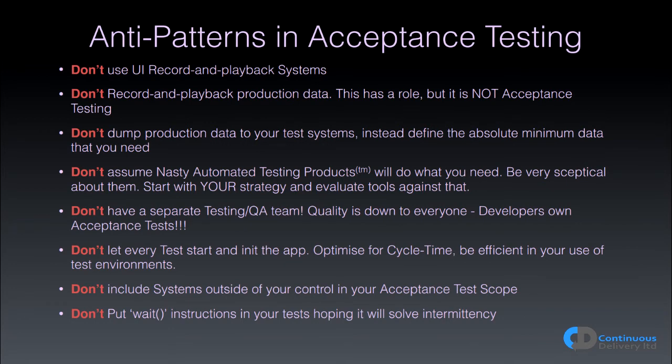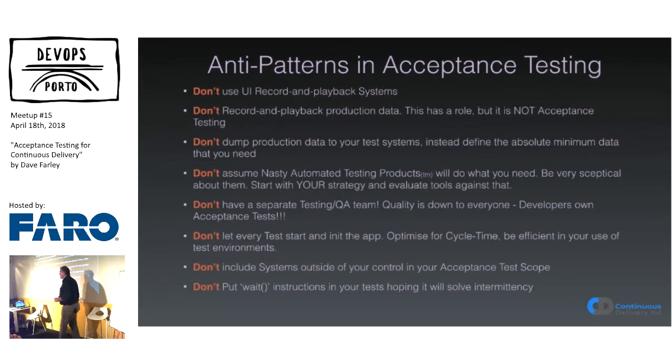Don't have a separate testing QA team. Quality is down to everybody. Make sure that it's a collaborative exercise. In particular, make sure that the developers are responsible for the acceptance tests once they're running. Don't let every test start the application. Separate that out. Have your infrastructure do that. Deploy the application, make sure it's up and running and ready for use, and only then start running the test cases.